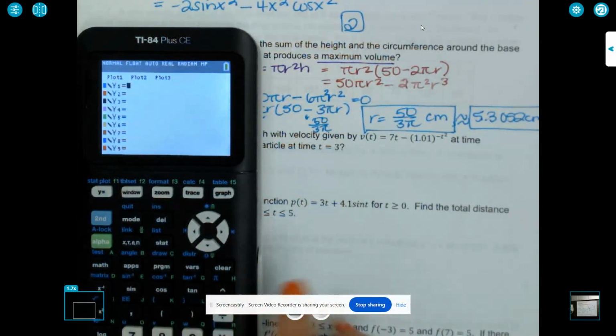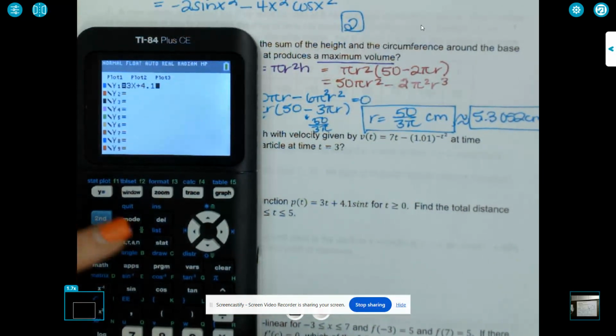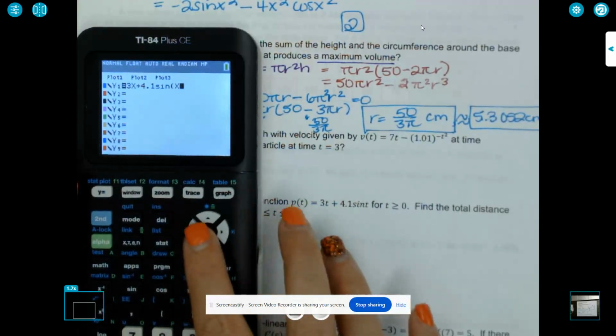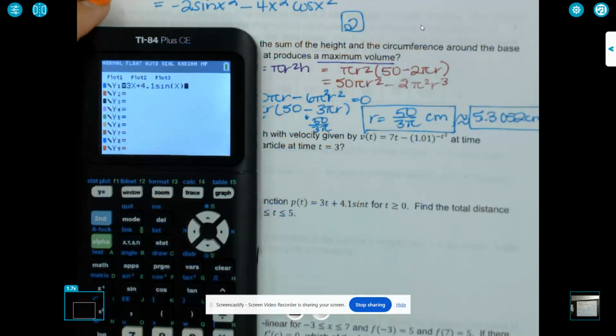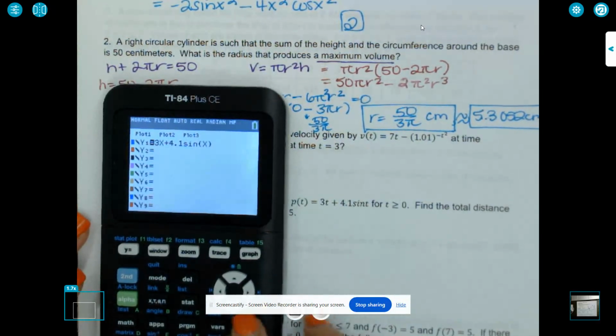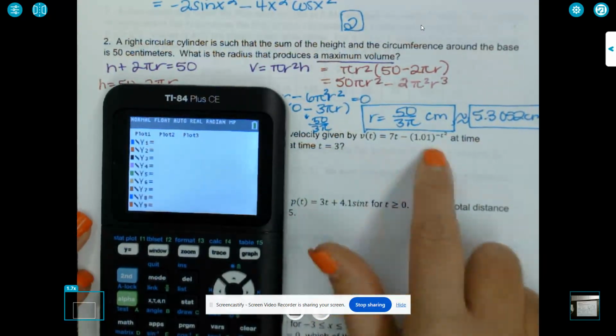All right, so our initial is 3x plus 4.1 sine x. Okay, so that was our initial. And we're only going from, oh Lord, wrong problem.